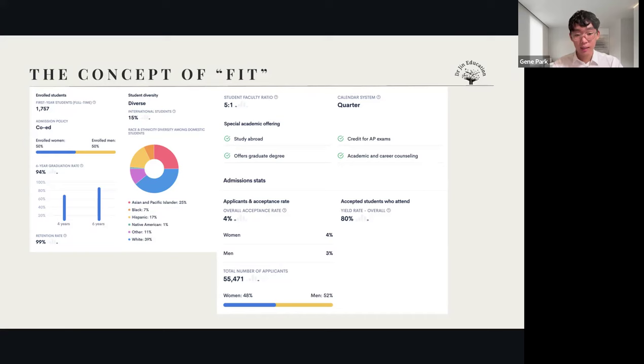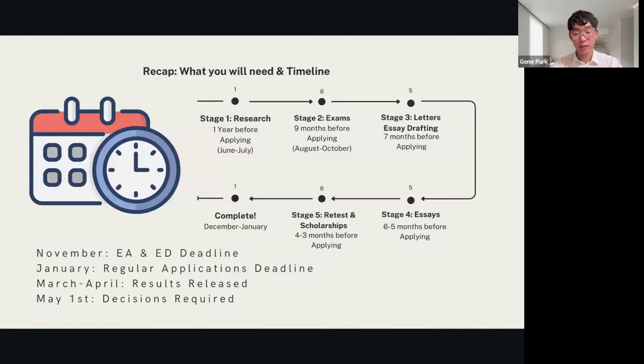So as a bit of a recap, we have here just a practical schedule of what you will need and your timeline. Now, a brief note that the academic year in the United States starts in the fall, which is September to December. Now, your first stage, again, 1 year before you end up applying, and that would be in June, July, is you start researching and gathering your resources.